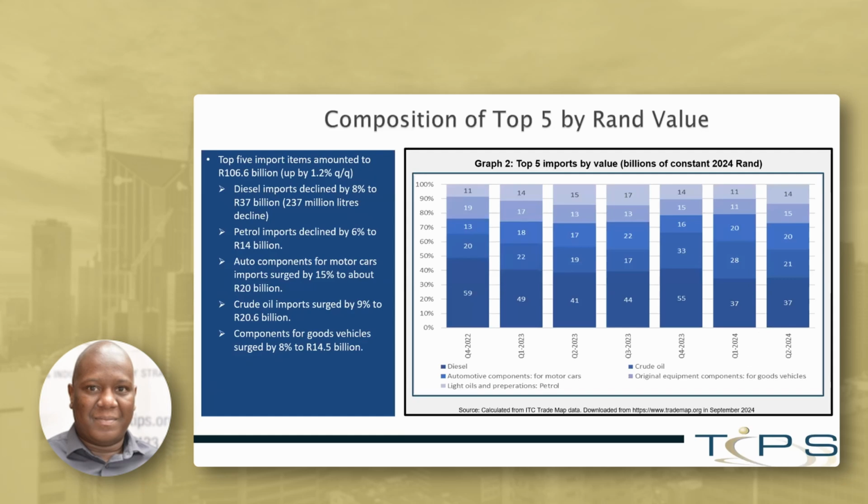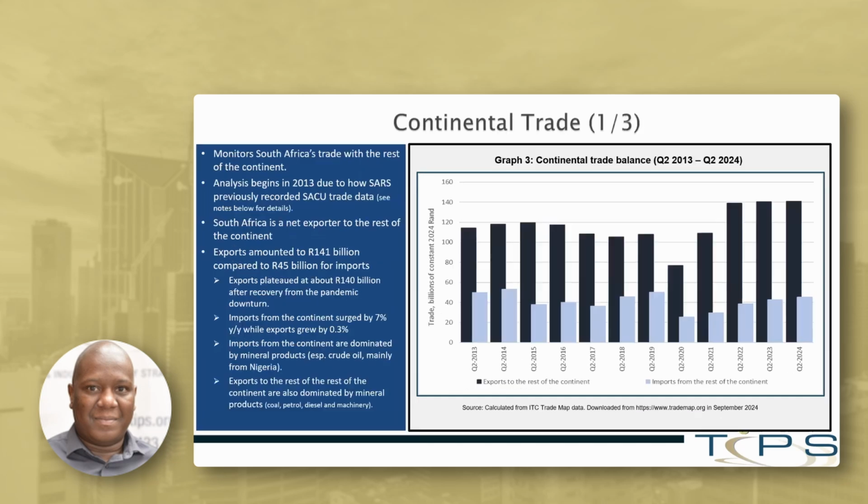So looking at the top 5 import items, they amounted to 106 billion, which was up by 1.2% quarter on quarter. Diesel imports declined by 8% to 37 billion, which is about 237 million liters decline in quantity. Petrol imports declined by 6% to 14 billion. Auto components for major cars imports surged about 15% to about 20 billion. Crude oil imports also surged by 9% to over 20 billion. Components for goods imports surged by 8% to over 14 billion.